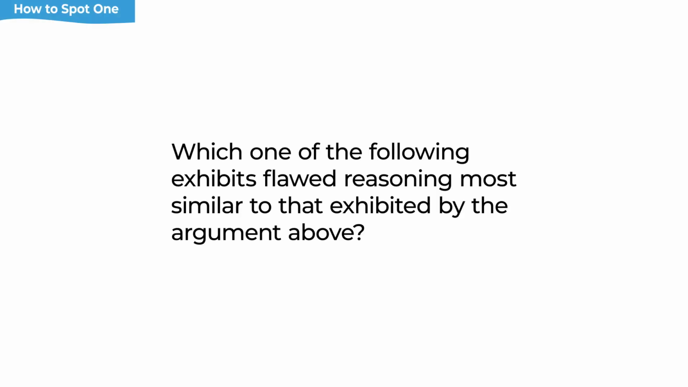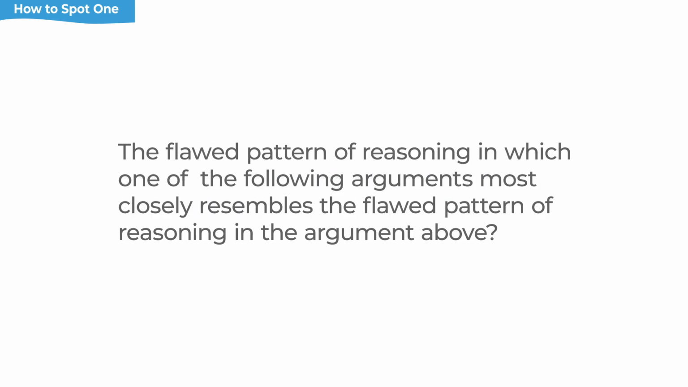In this question stem, we get: which one of the following exhibits flawed reasoning most similar to that exhibited by the argument above. So in this question, the key language here is flawed reasoning most similar. So we're looking for an argument that contains flawed reasoning that is similar to the flawed reasoning in the argument above. So that tells us that we're looking at a parallel flaw question.